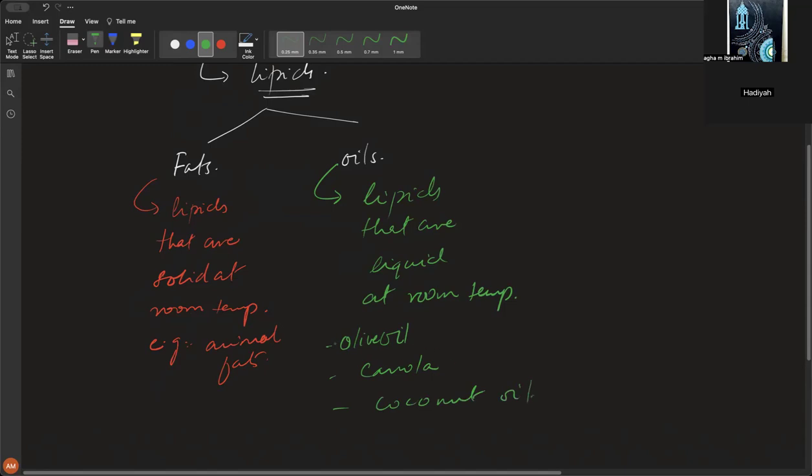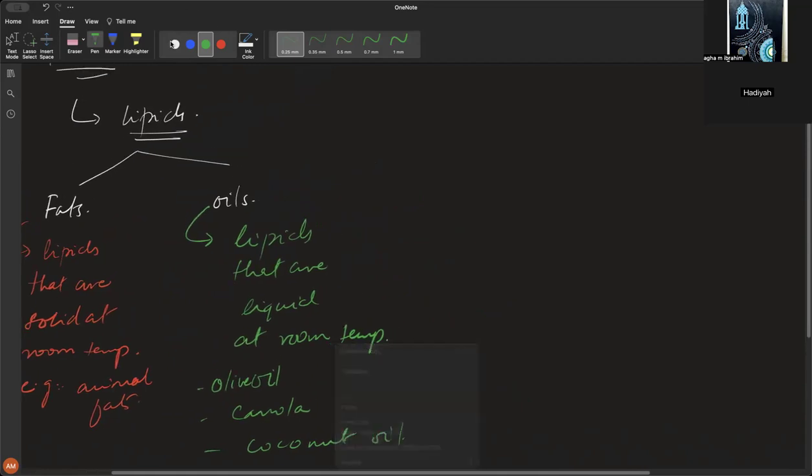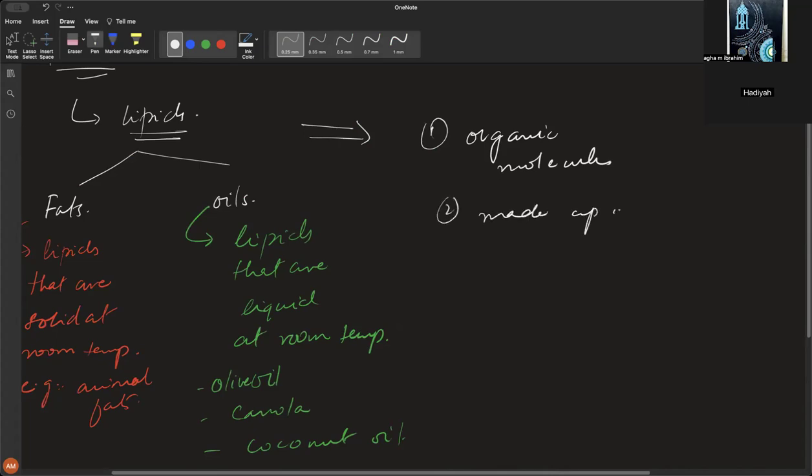So what are lipids? How can you define lipids? Lipids are organic molecules. Number one, organic molecules. Number two, made up of carbon, hydrogen, and oxygen. Carbon, hydrogen, and oxygen. But something very important.